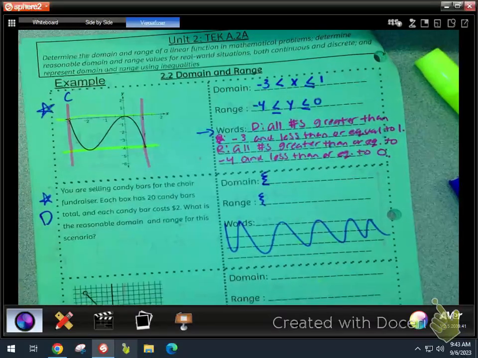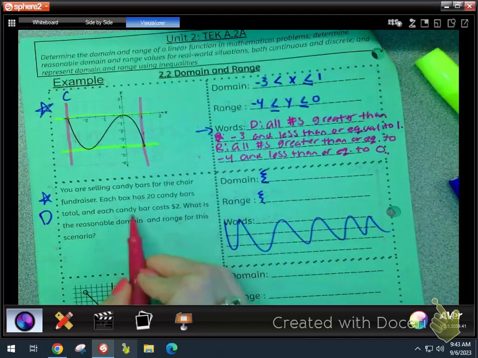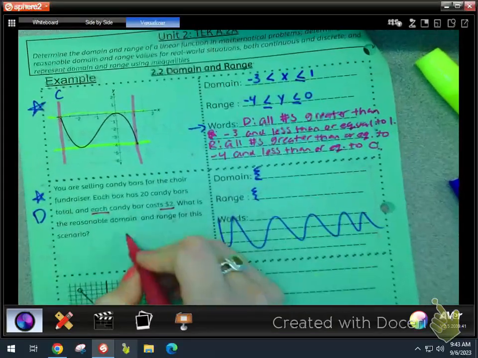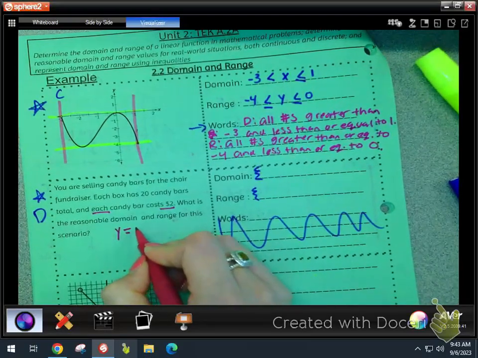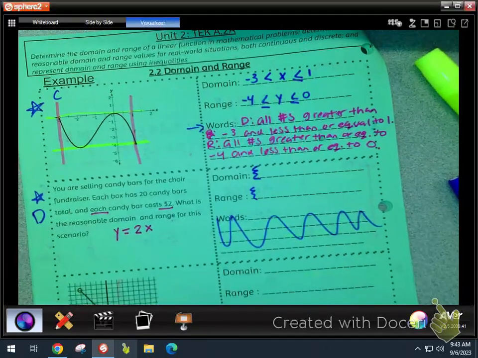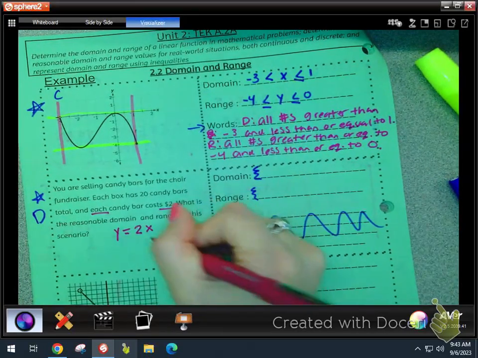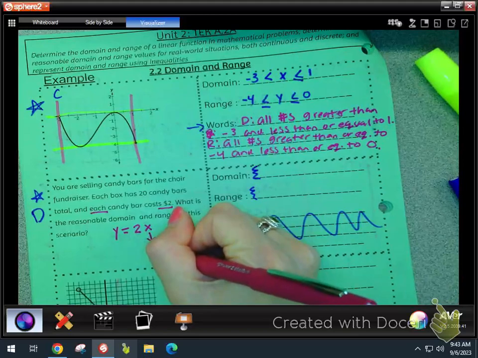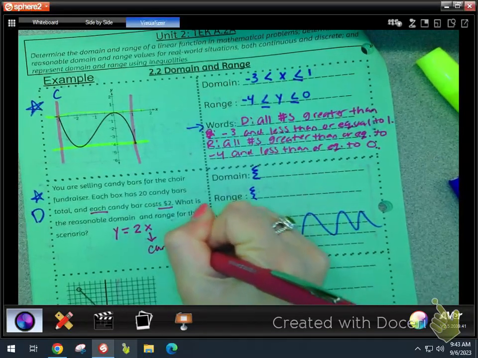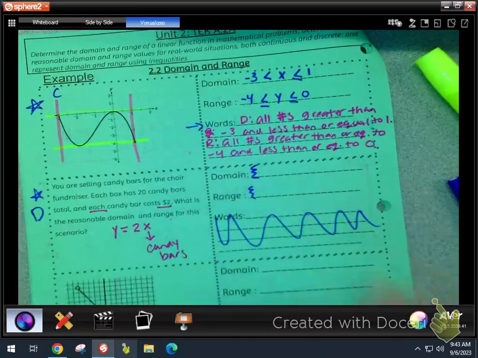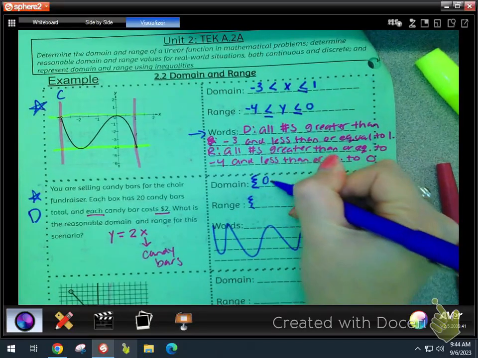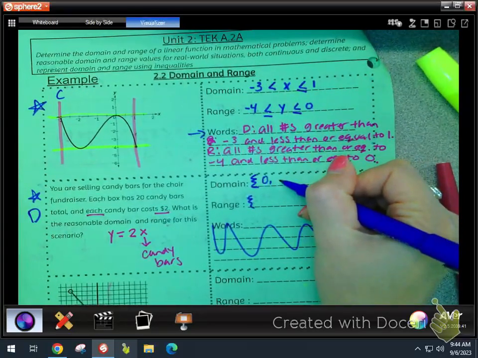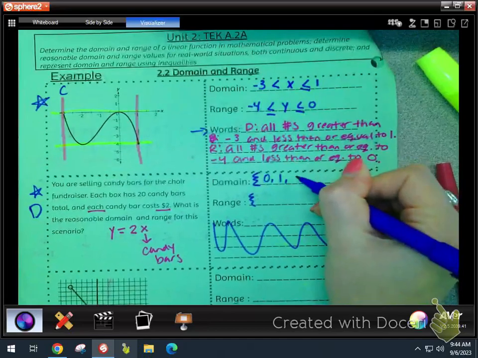Now, I still think with word problems, having an equation is helpful. How much does each candy bar cost? So what is your equation going to be? Y equals 2x. What is x going to be talking about? Candy bars. The number of candy bars. So that's going to go with our domain. What's the least amount of candy bars we can sell? 0. What's the next? 1. What's the next? Dot, dot, dot.